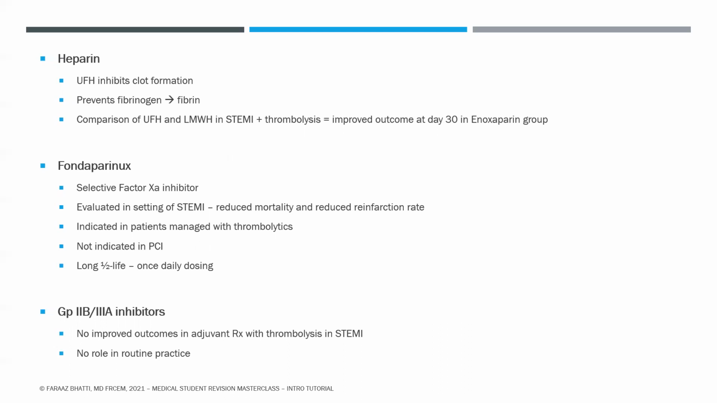Fondaparinux is a selective factor Xa inhibitor, and it has been evaluated in the setting of STEMI with reduced mortality and reduced reinfarction rate. It's indicated in patients managed with thrombolytics. It's not indicated for patients who've had a PCI, has a long half-life, and there's a once daily dosing. GP2B3A inhibitors have been shown to have no improved outcomes in adjuvant therapy with thrombolysis in STEMI, and there's no role in routine practice.